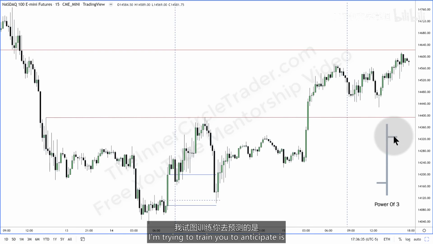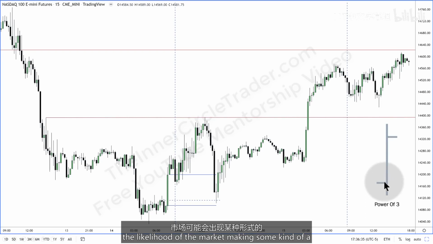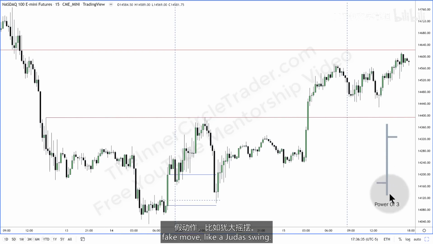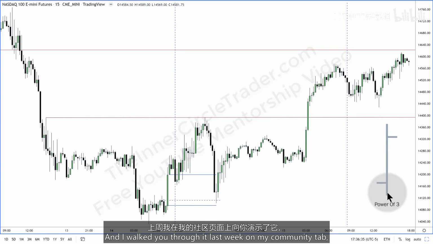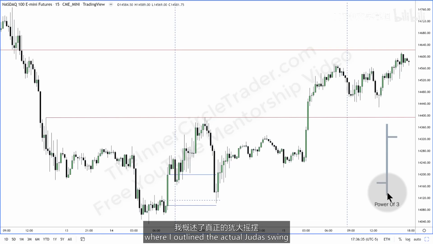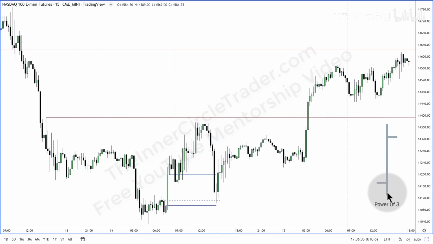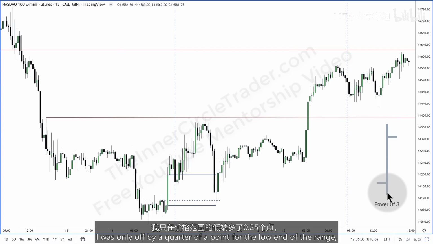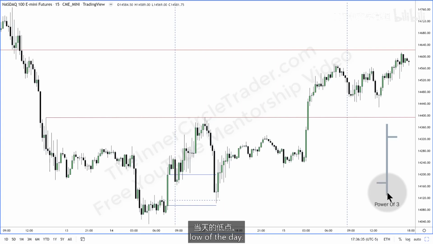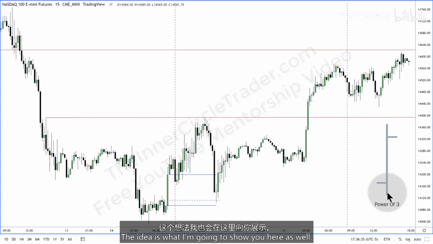Now, it's not important for you to try to predict the closing price. What I'm trying to train you to anticipate is the likelihood of the market making some kind of a fake move, like a Judas swing. Judas swing is the false move. Typically, in London and in New York session, there are fake runs that start off a move. And I walked you through it last week on my community tab, where I outlined the actual Judas swing for that particular day. Using the fair value gap, outlined the low. I was only off by 1/4 point for the low end of the range, and it created the low of the day. The idea is what I'm going to show you here as well.